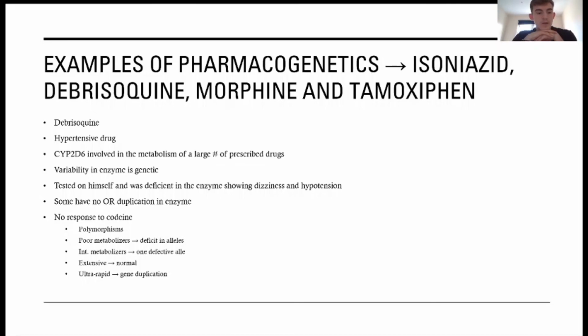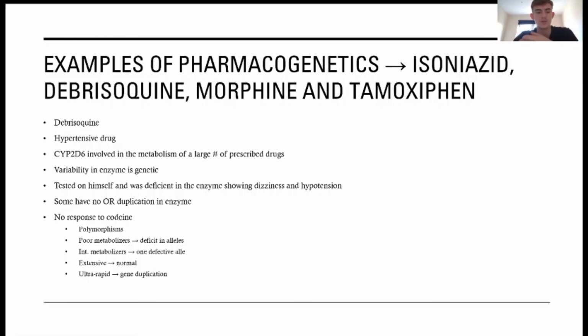So we've got four types of these polymorphisms in the enzyme, and that basically works for any enzyme we talked about. We've got poor metabolizers, where you're deficient in both alleles, so there's no activity of the enzyme. We've got intermediate, where you're defective in one allele, so the enzyme's still kind of working, there's some expression of the protein, but not much. Then we've got extensive, which is just your normal.